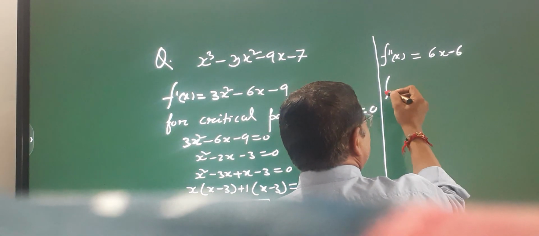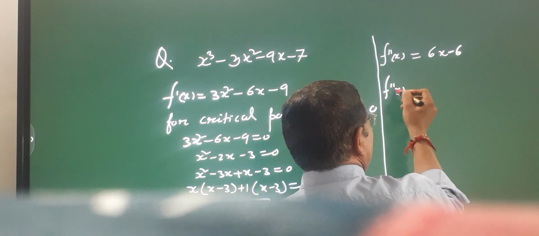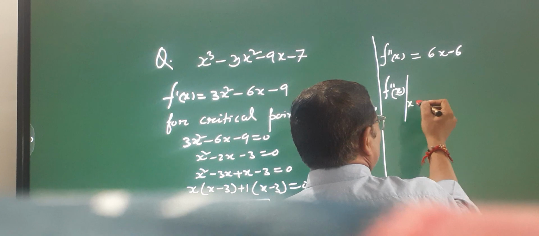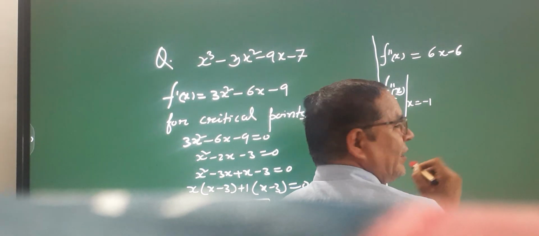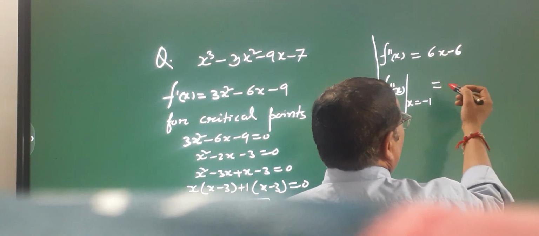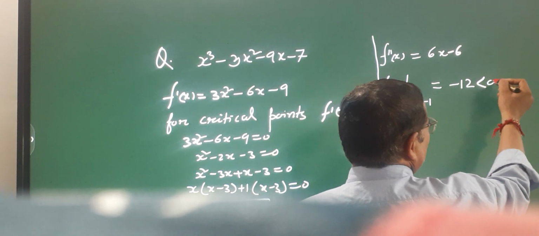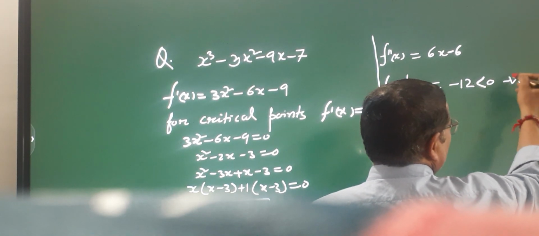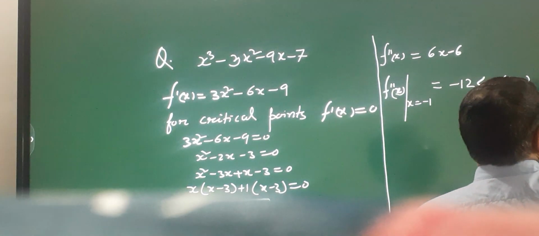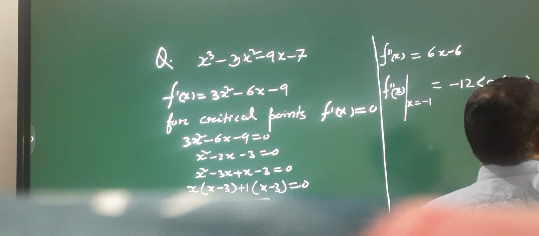Function double dash x at x equal to minus 1 ही ले लो पहले, है ना? Is equal to what? Minus 1 रखो. Minus 12 is less than 0 and negativity. What is that? So what will be, maximum or minimum? Value will be maximum.